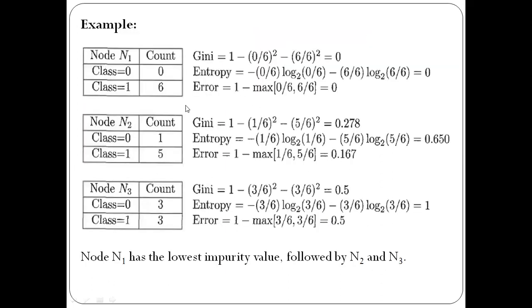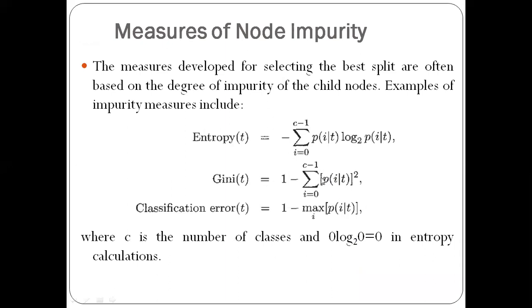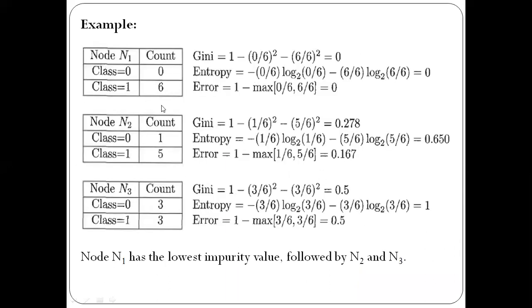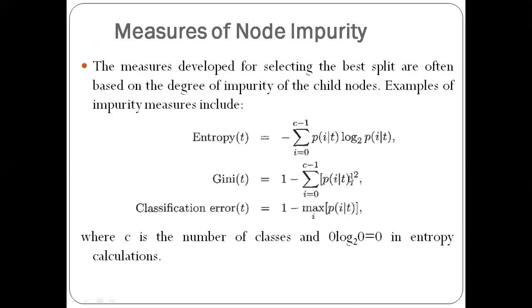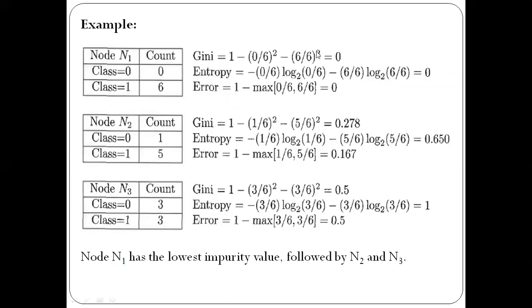See, the number of records that belong to class 0 is 0 out of 6 records, so 0 by 6 whole square, minus. The second term is for I is equal to 1, that is how many records belong to class 1. So 6 records out of 6 records belong to class 1, squared. So that is P of I condition on t whole square, so this is 6 by 6 whole square.